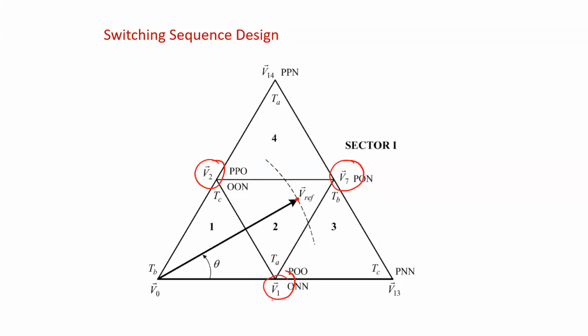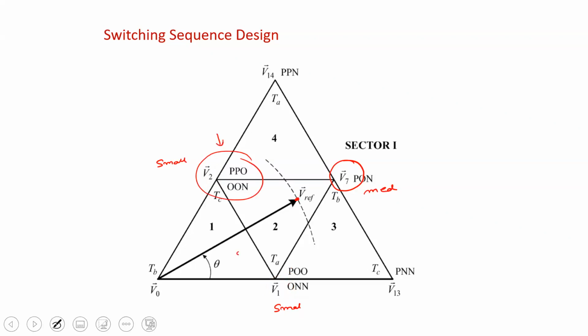So now, this V1 is a small vector, right? And V2 is also a small vector, and this is a medium vector. Okay. So now the thing is that we can control the neutral point voltage by using these small vectors. So how to control the neutral point voltage by using the small vectors? So let us assume that.